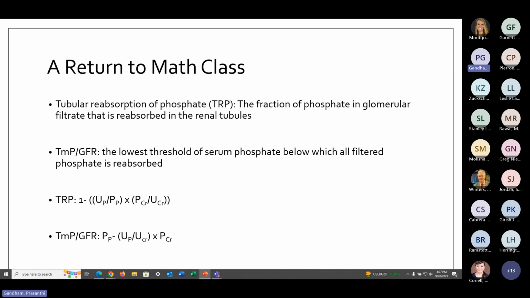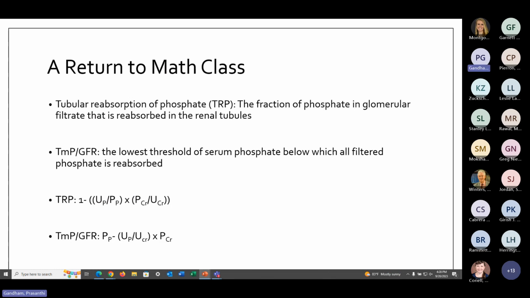Approximately 80% of filtered phosphate is reabsorbed in the proximal tubule, and less than 10% of it is reabsorbed distally. As your renal phosphate load increases, your renal reabsorption of phos is also increasing. Eventually, your filtered rate of phos is going to reach a maximal tubular reabsorption rate, and that is the TMP, while your tubular reabsorption of phos is the fraction of phosphate in your glomerular filtrate that is reabsorbed in the renal tubules.